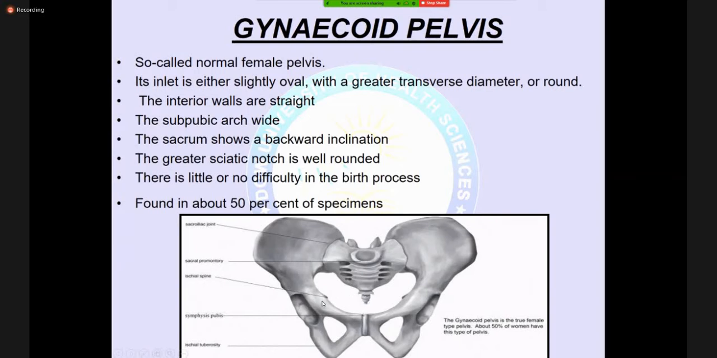The sciatic notches are well-rounded and less protruding into the pelvic inlet. And this is the kind of pelvis in which there is no difficulty experienced by the female during childbirth. This pelvis is found in 50% of the specimens.